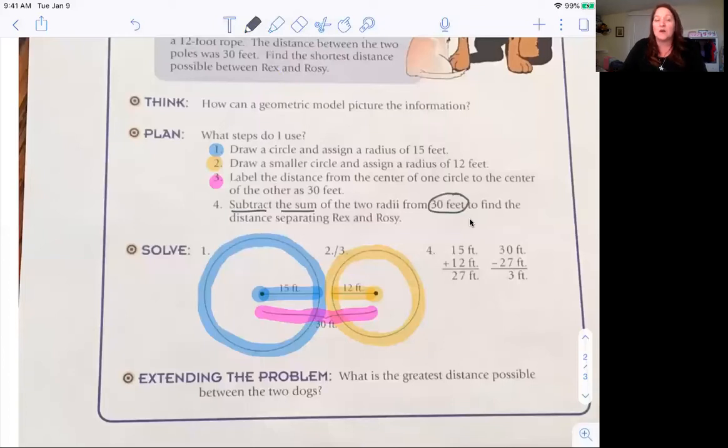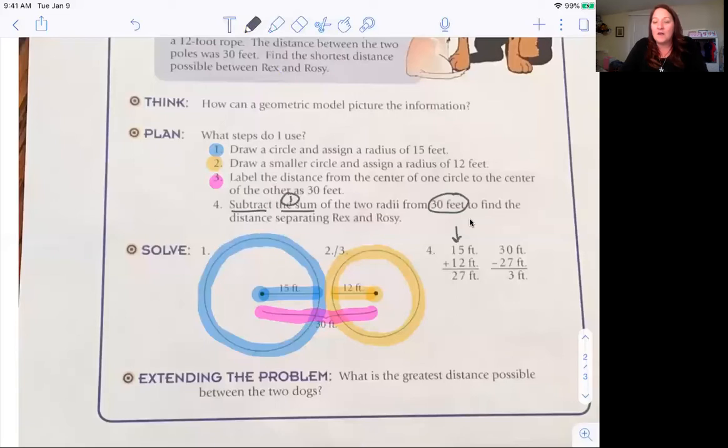Well, the first thing we need to do is find the sum of those two radii. One is 15 feet and one is 12 feet. So what's 15 plus 12? 27.